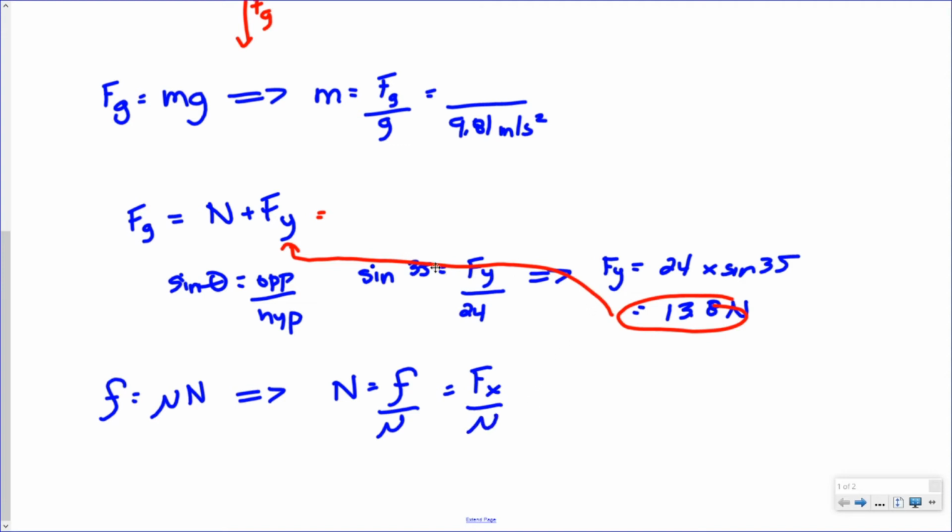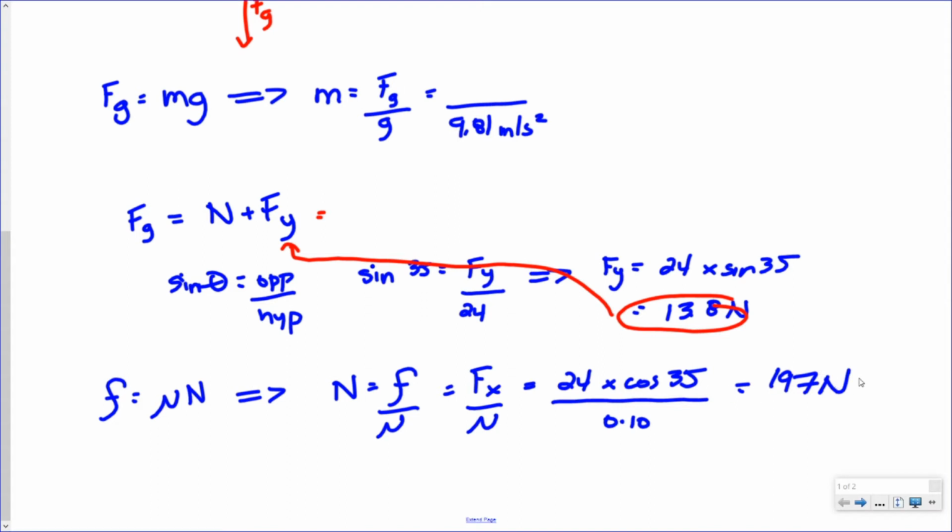And F of x, similar to up here, except instead of using opposite and hypotenuse to give us sine, we're going to use adjacent and hypotenuse and cosine. When we rearrange so that we get to this point, F of x is going to be 24 times the cosine of 35. And mu, given in our question, is 0.10. So when I solve for this, I get 197 newtons. So my normal force is 197 newtons.